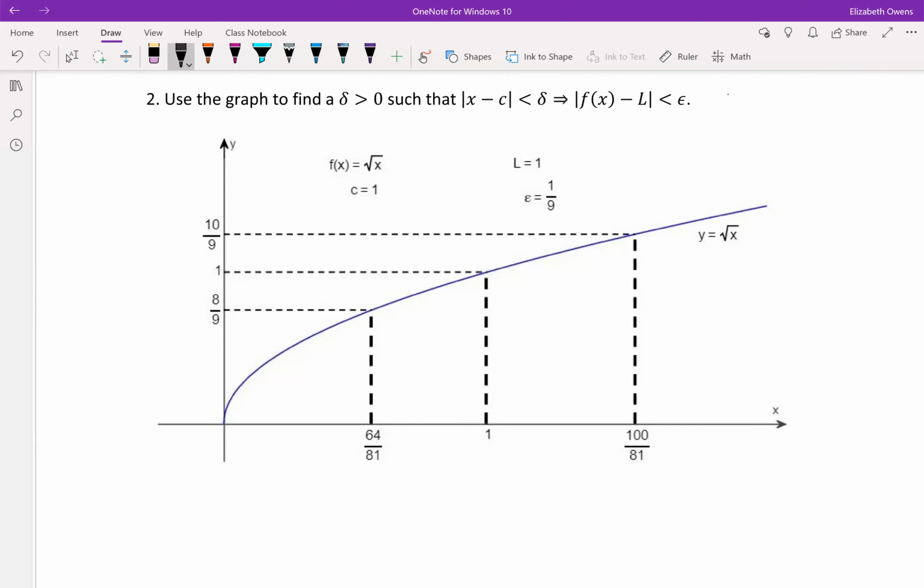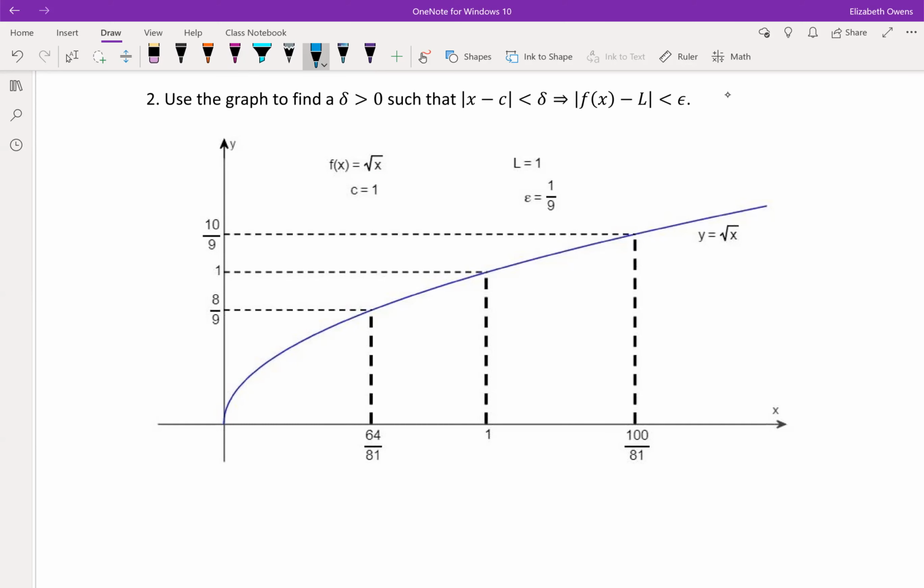For our next example, we are going to use this graph to find, again, a delta greater than 0, such that the absolute value of x minus c less than delta implies that the absolute value of f of x minus L is less than epsilon. And again, we've been given some information here. We've been given our function. This is a square root of x curve here. We've been given our c value to focus on. So here, right here, c equals 1.